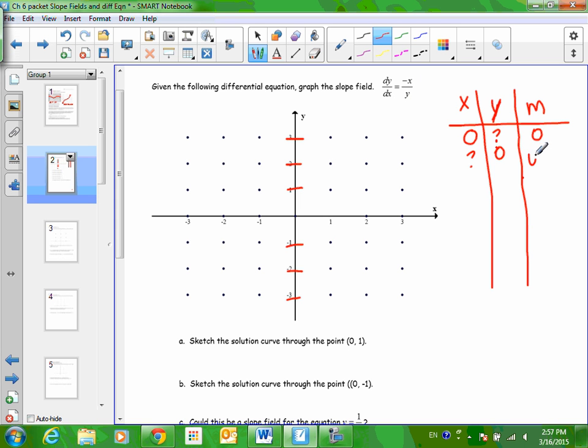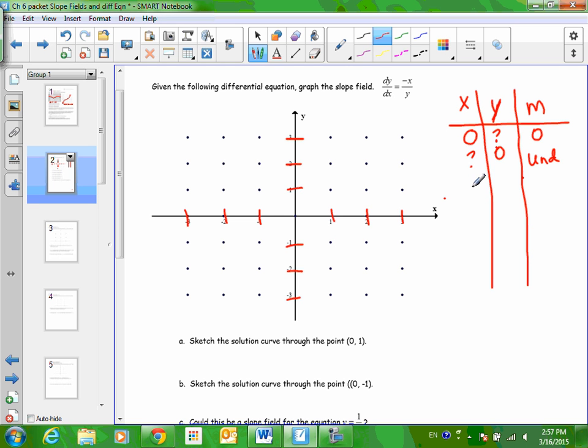It's undefined, which is going to cause a vertical line. So all of these points right here, we have a vertical line. Now again, I'm skipping over 0, 0, because 0 over 0 is not 1, it's not 0, it's not undefined. It is undefined, but it's a different category of undefined. We're just going to skip over 0, 0. We're not even going to put anything there. Okay, if you did, though, it's not going to mess up your slope field.